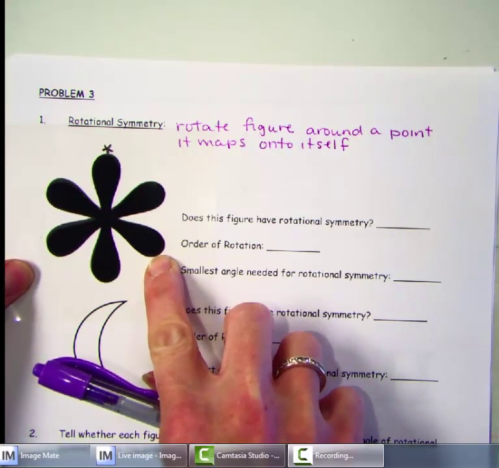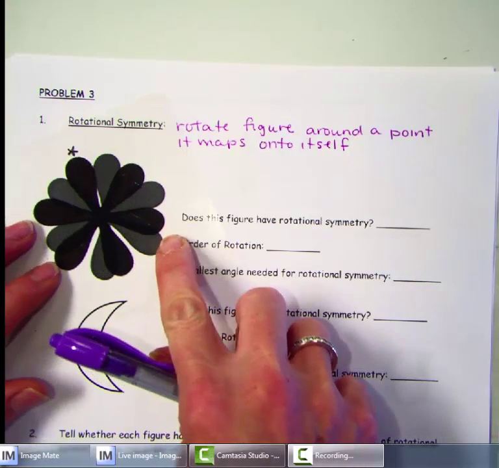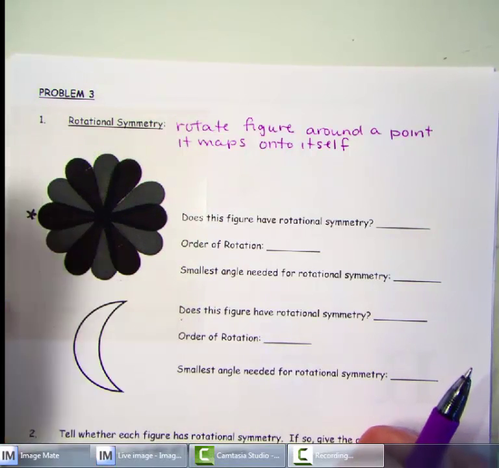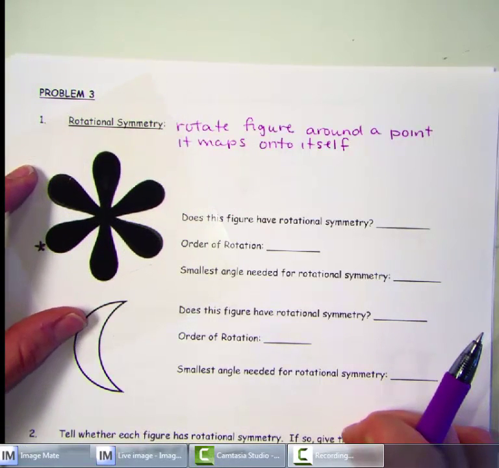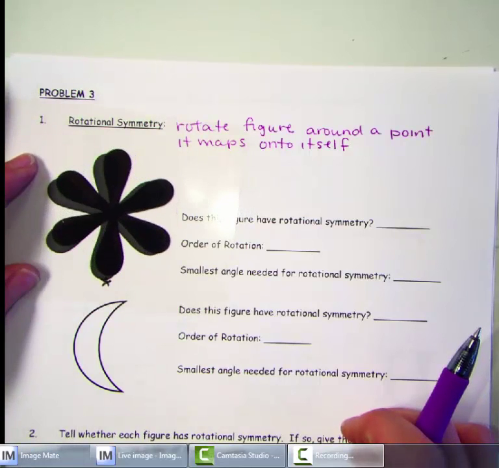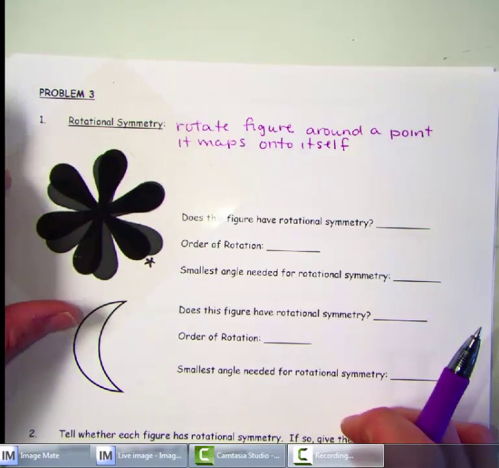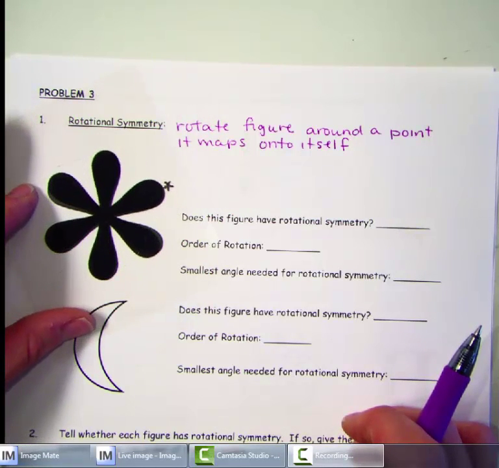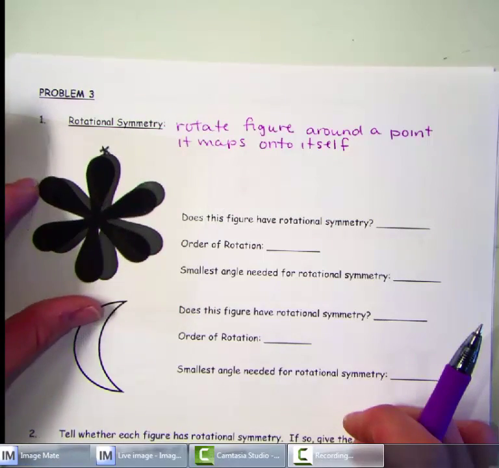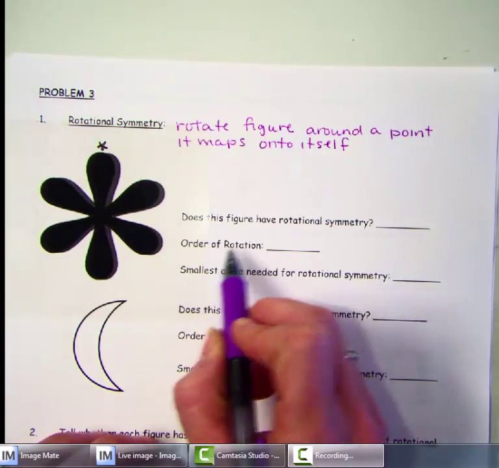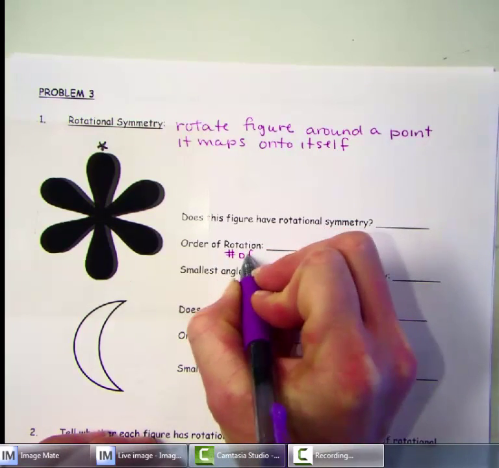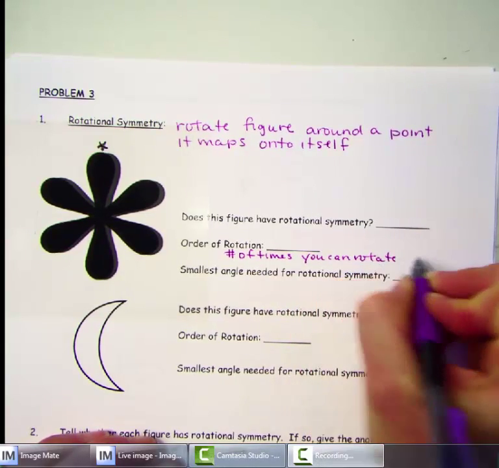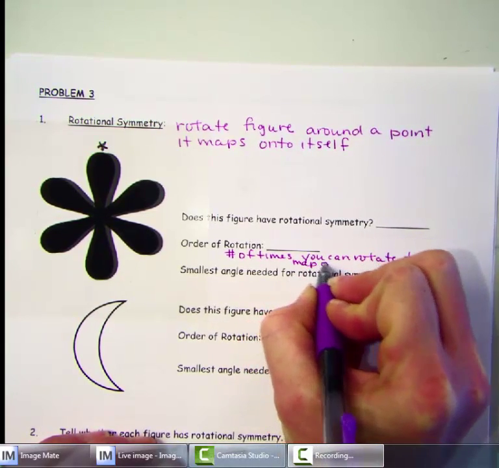So rotational symmetry says if I turn this flower a certain number of degrees, it will land on top of itself, and so it does. And I can actually turn this figure a few times to have it map on top of itself. The number of times that I can turn it to have it map on top of itself is called the order of rotation. So down here for order of rotation, we're going to say the number of times you can rotate to map onto itself.